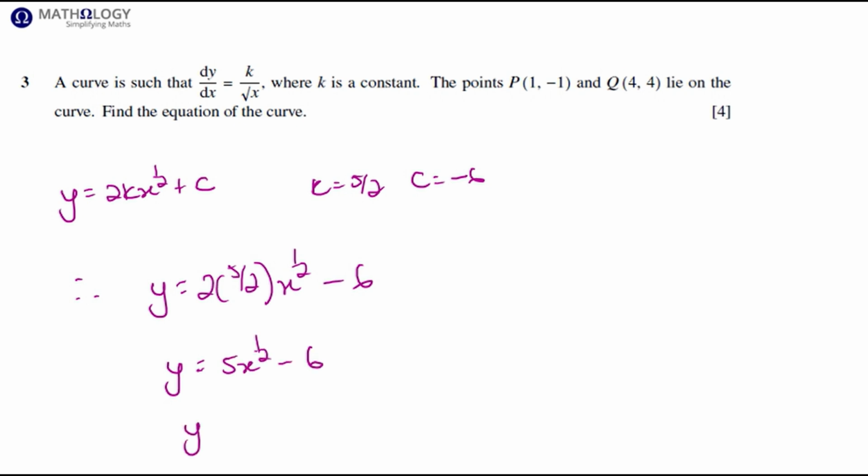And we're going to express this curve as y equals 5 root x minus 6. The reason we're expressing it as a surd is because the original form was a surd. So you'll leave the equation of the curve as y equals 5 root x minus 6.